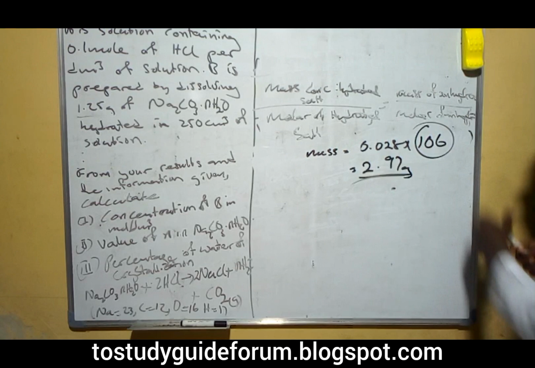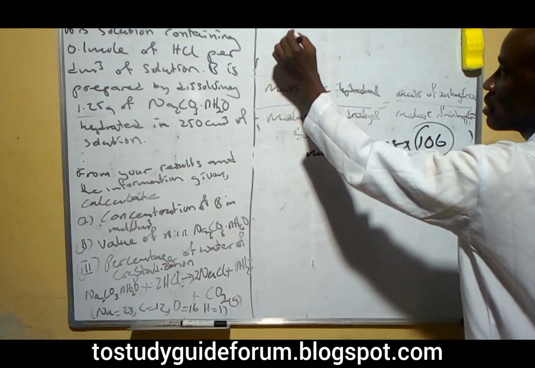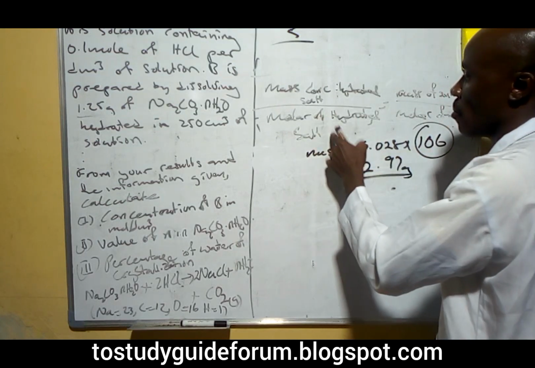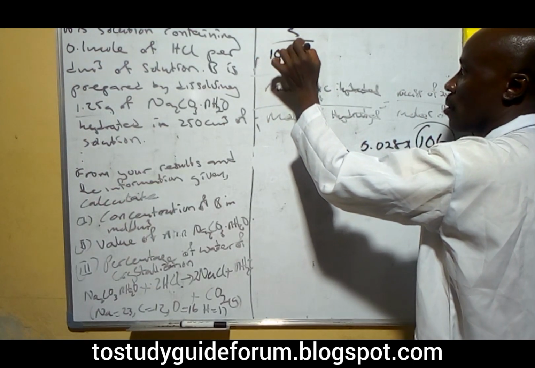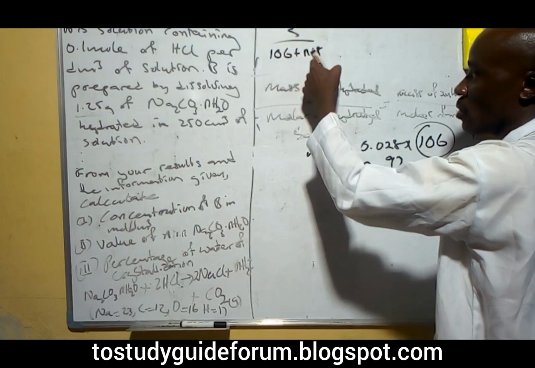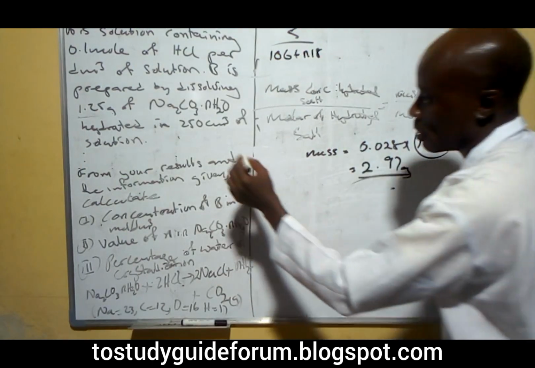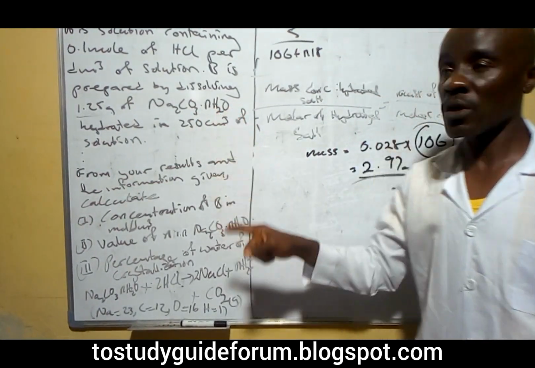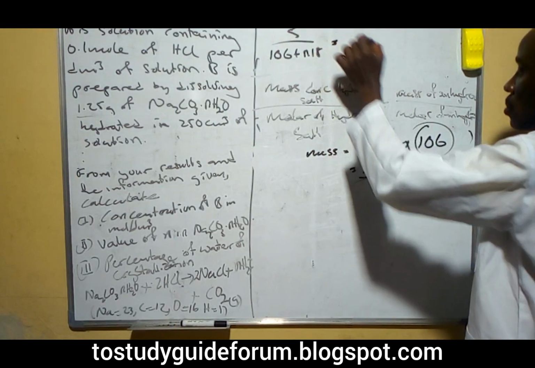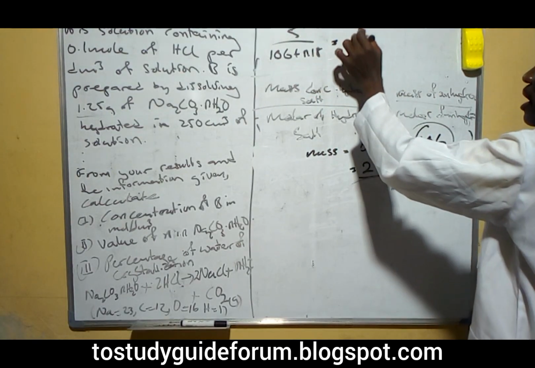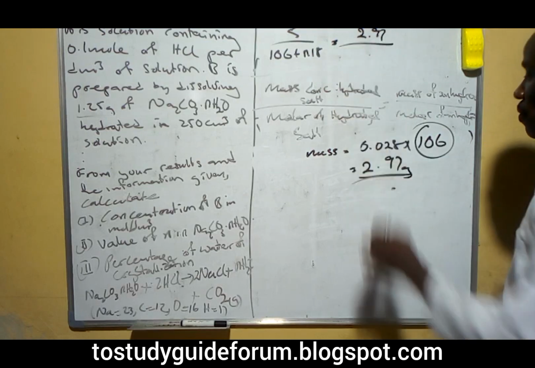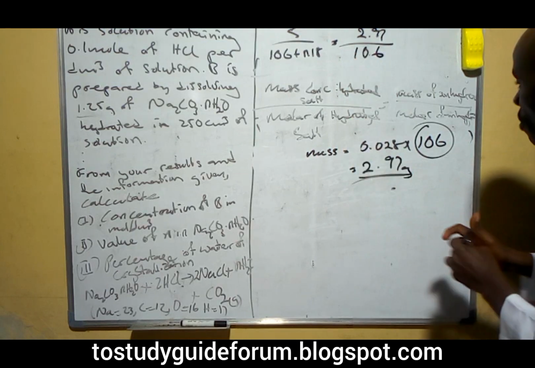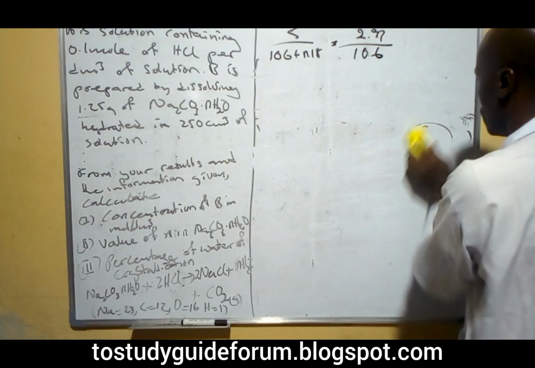the mass in question. The mass concentration of the hydrated salt is 5. The molar mass of the hydrated salt is this plus n18, because we don't know the value of n, and we know that water itself will give us what? 2 hydrogen plus 16 will give us 18. So that is equal to the mass of anhydrous salt, which is 2.97, all over the molar mass, which is 106.